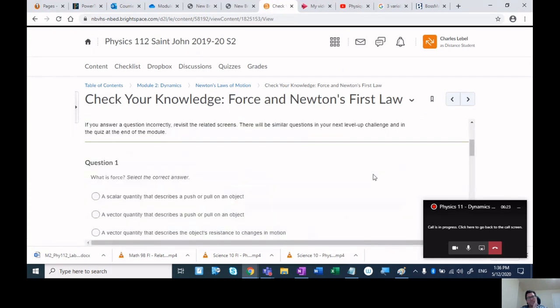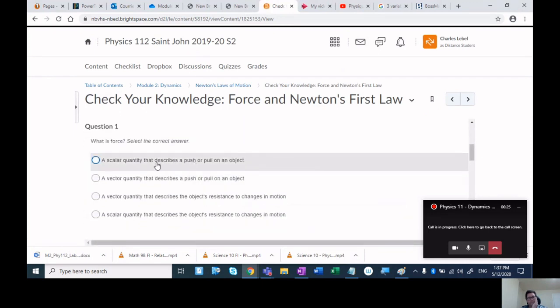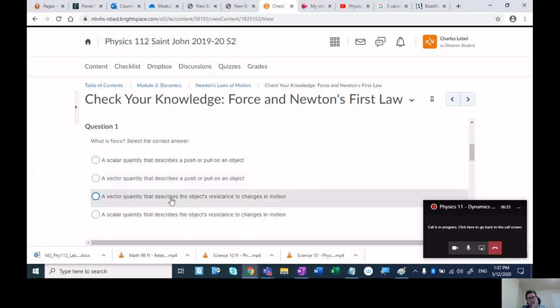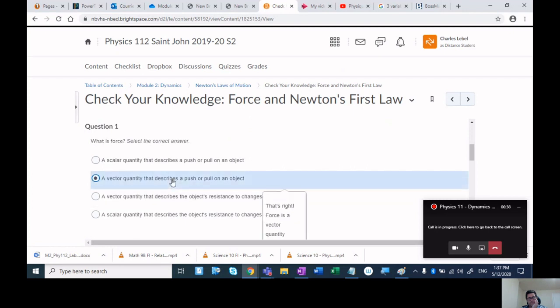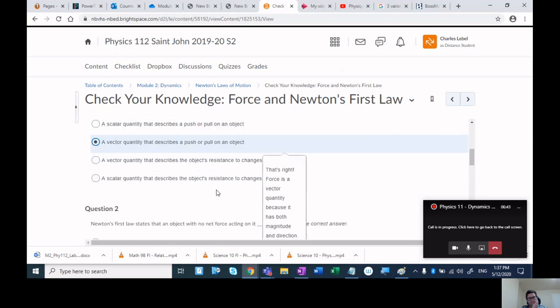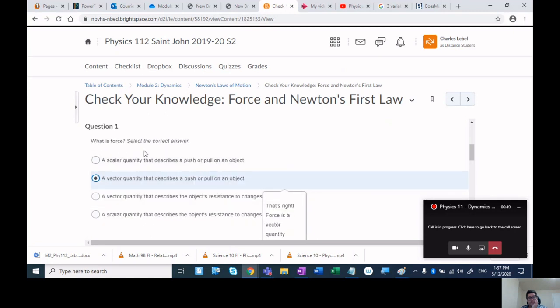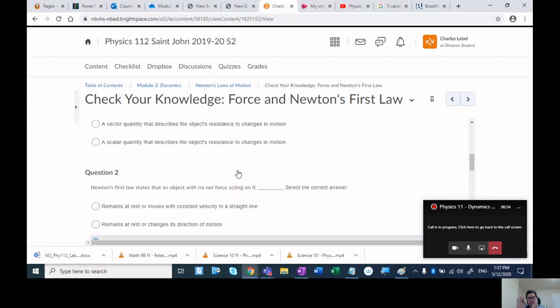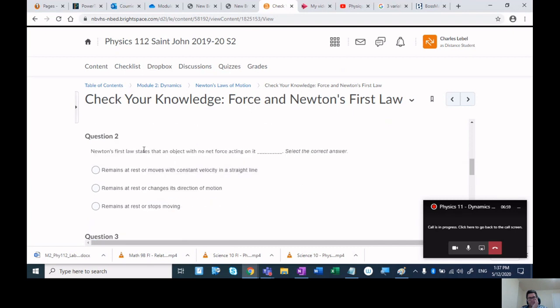Check your knowledge, self-assessment. What is a force? A scalar, a vector? So it's a vector. Describes a push or pull of an object. Describes the object resistance to change in motion. Resistance is inertia. It's not force. A force is a vector. And it's being like one force. That's what you have to think about.